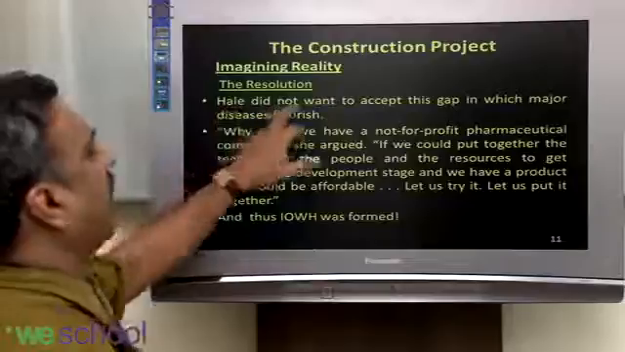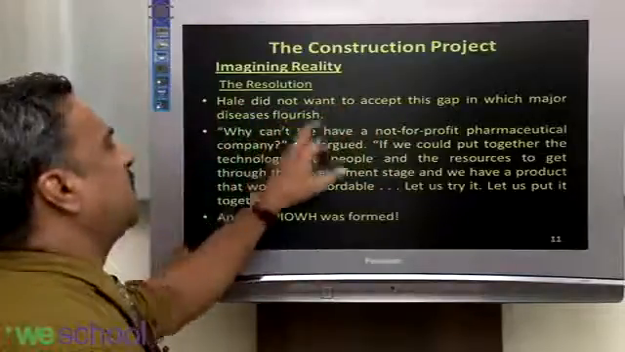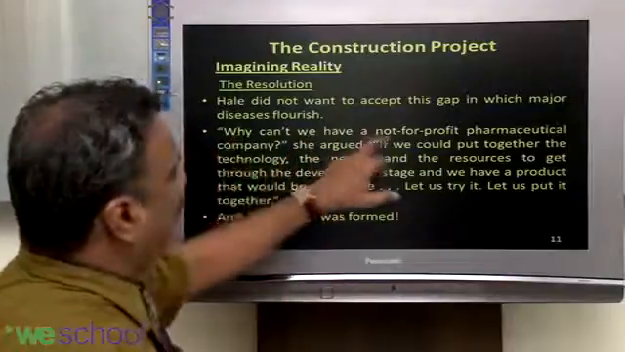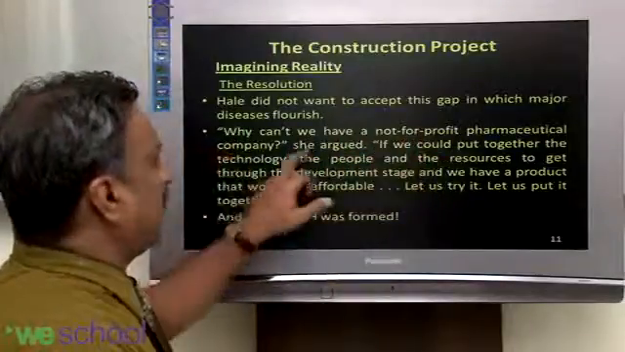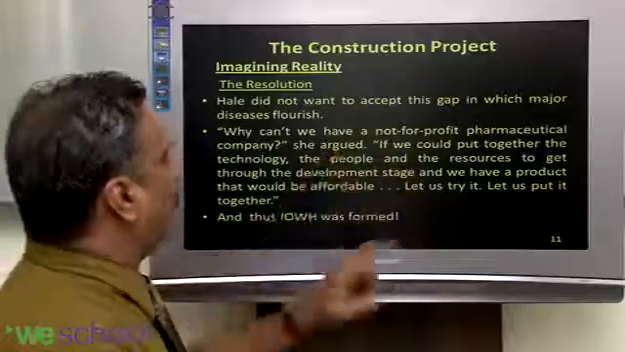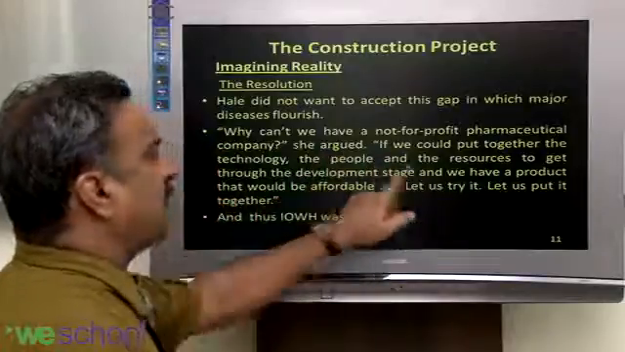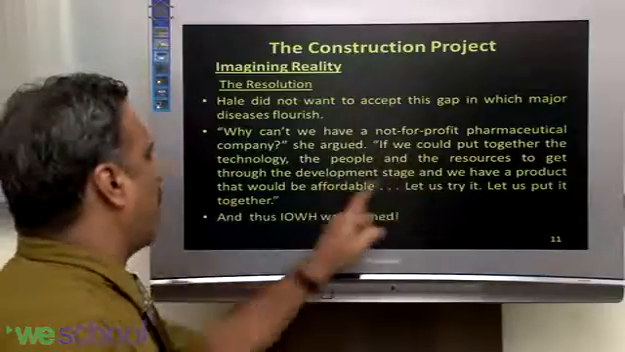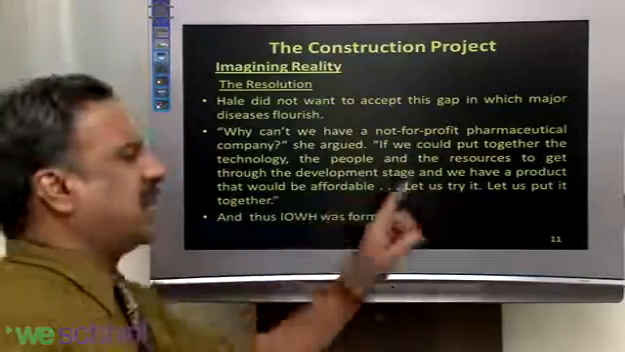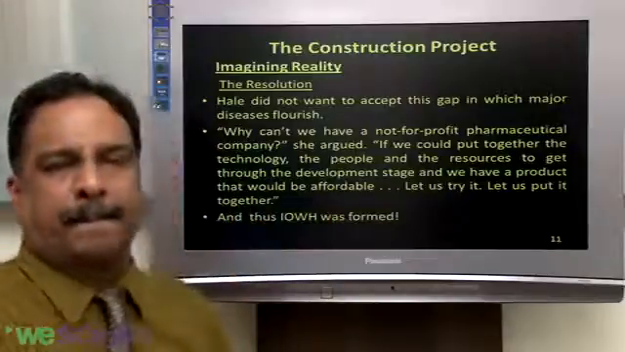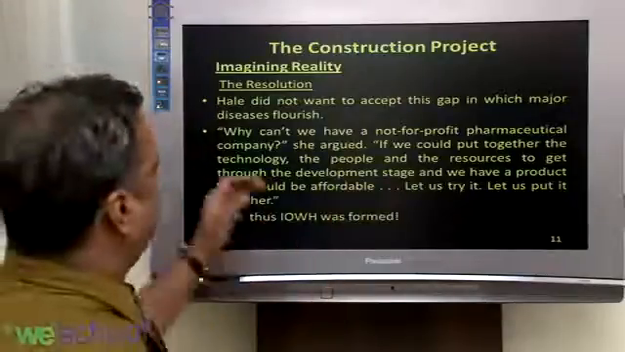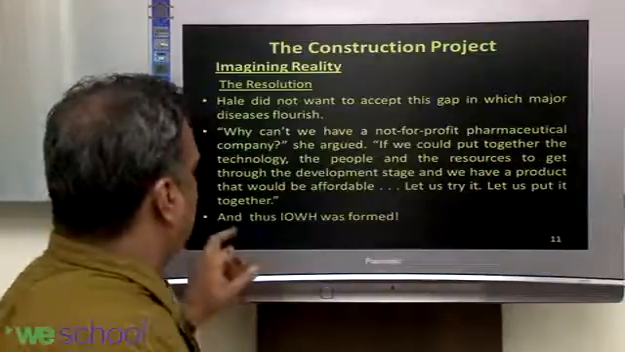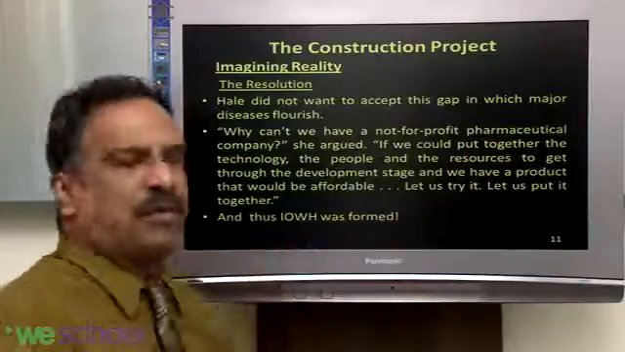Victoria Hale did not want to accept this gap in which major diseases flourish. Why can't we have a not-for-profit pharmaceutical company? she argued. If we could put together the technology, the people and the resources to get through the development stage, and we have a product that would be affordable, let's try it. Let's put it together. Combining technology, people and resources together, right? And thus IOWH was formed.